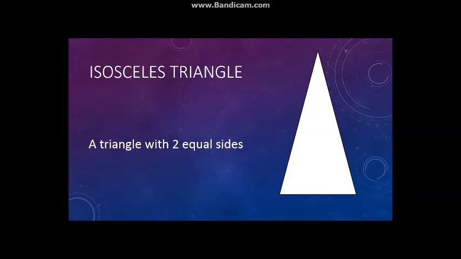This is an isosceles triangle. It's a triangle with 2 equal sides. These 2 are equal, and then this one's different. But it does have the same labeling as a regular triangle.